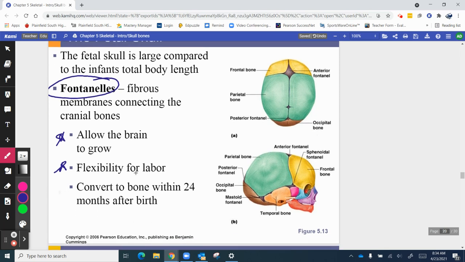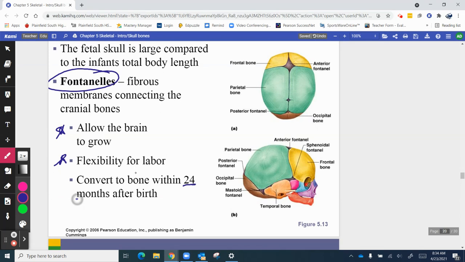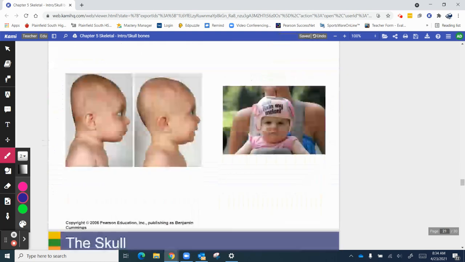And then they usually start to convert to bone within about 24 months, right? Which is why babies usually have a soft spot on the top. So there's an anterior, right? And then there's a posterior one as well. There are several on the side, but those are just the openings in the skull.